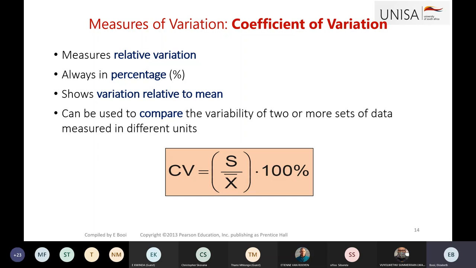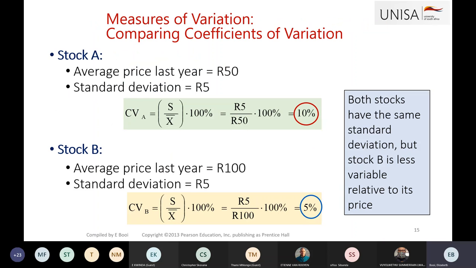We use this. And the coefficient of variation is just your standard deviation divided by your sample mean. That gives you your relative variation. Multiply that, your sample standard deviation divided by your sample mean, multiply that by 100 because we need to get it to a percentage. Let's look at an example.